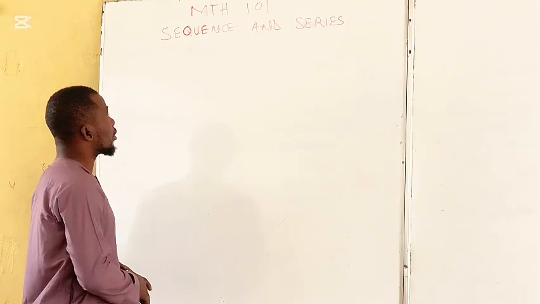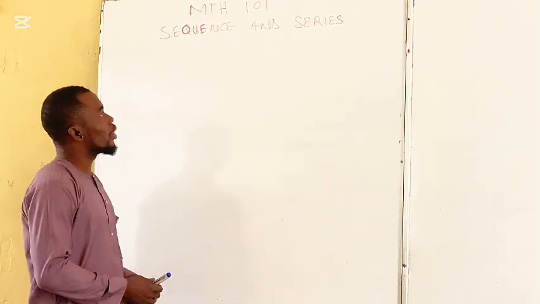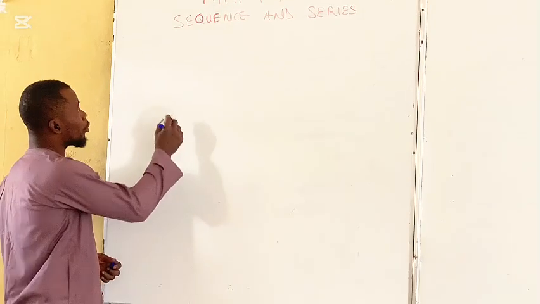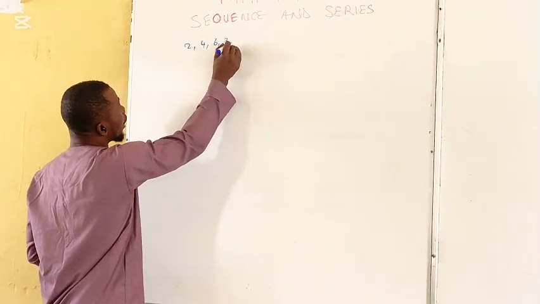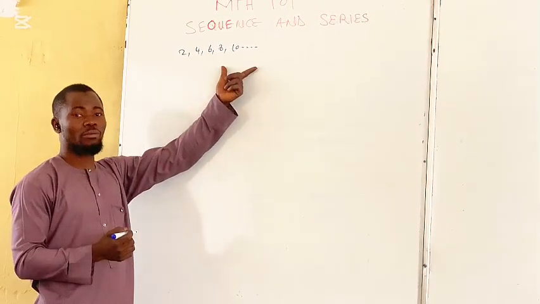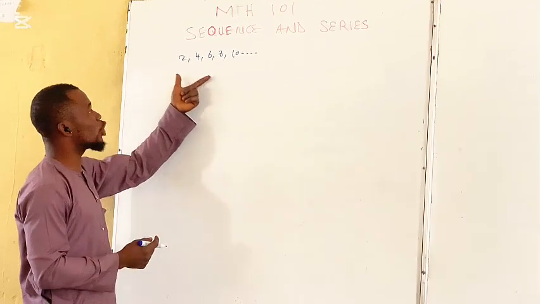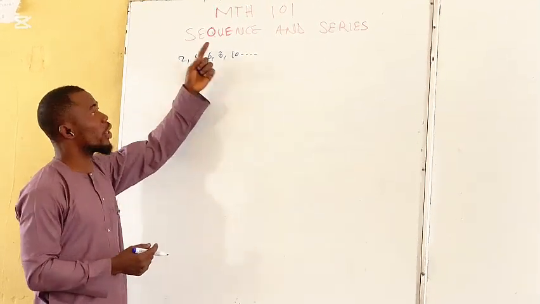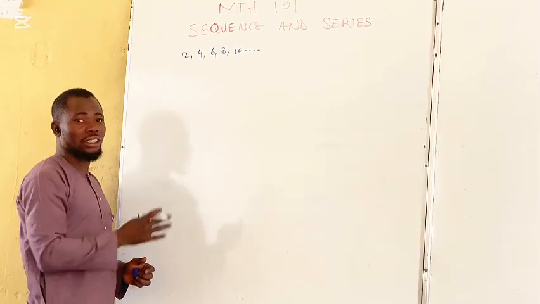Today we'll be looking at one of the important topics under Maths 101. Now, look at the nature of this number. If you have 2, 4, 6, 8, and 10, can you predict the next number? Now, settle down so that we'll learn the mathematical basis behind this nature of numbers: sequence and series. So in this video, we'll be looking at sequence and series.